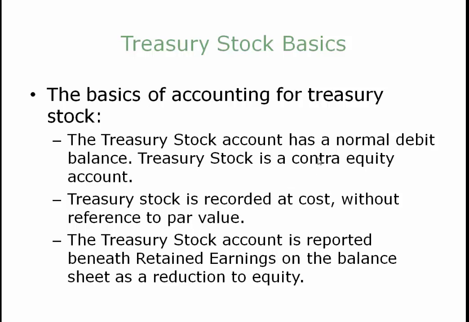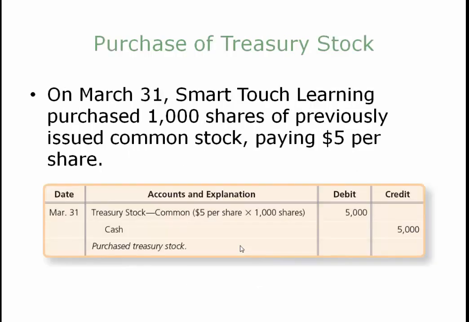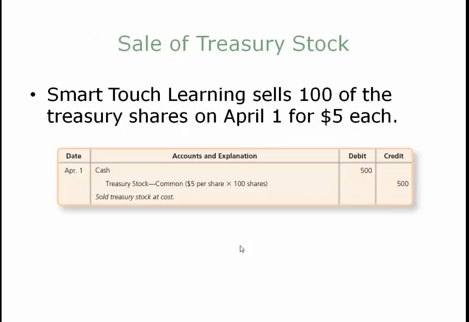The normal balance is a debit. It's recorded at cost, and we could care less about the par value. And it's reported beneath the retained earnings on the balance sheet as a reduction of equity. So let's talk about a transaction. The company bought 1,000 shares of common stock, paying $5 per share. So when they bought it, their cash went out, and then they increased this account called treasury stock common for $5 per share times 1,000 shares, so it's $5,000.